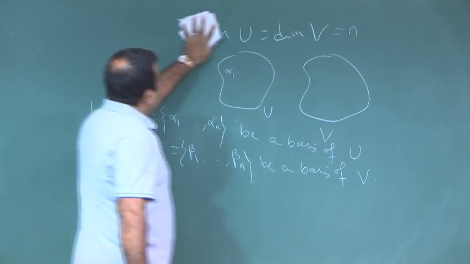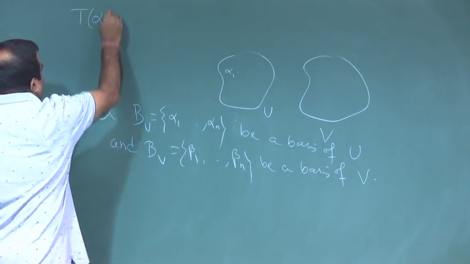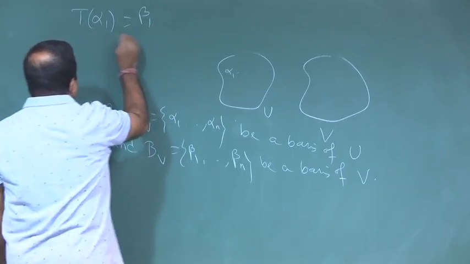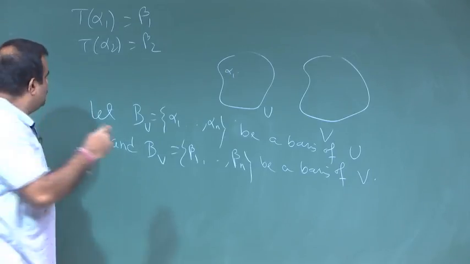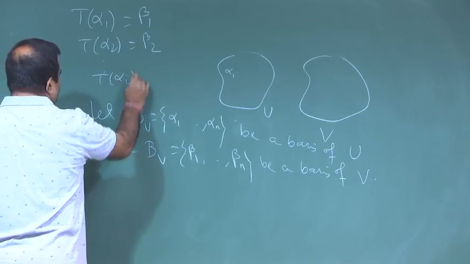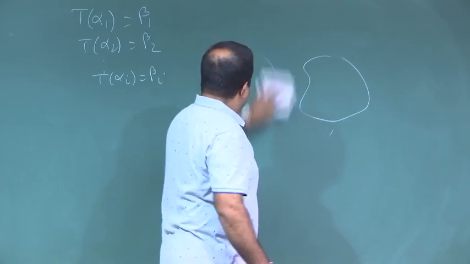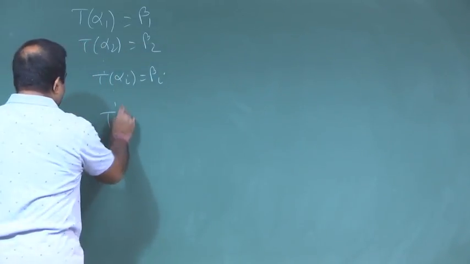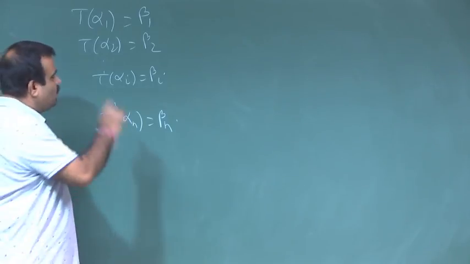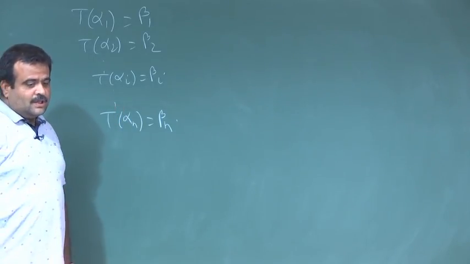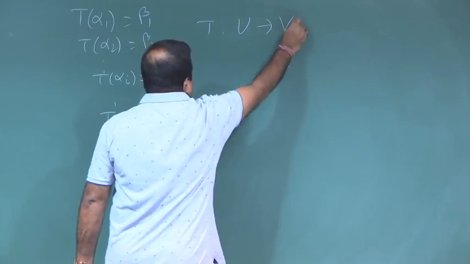Now, we define a linear transformation from U to V like this. T of alpha 1 goes to beta 1, T of alpha 2 goes to beta 2, and so on, in general T of alpha i goes to beta i, up to T of alpha n goes to beta n. So, this is the way we define the linear transformation from U to V.